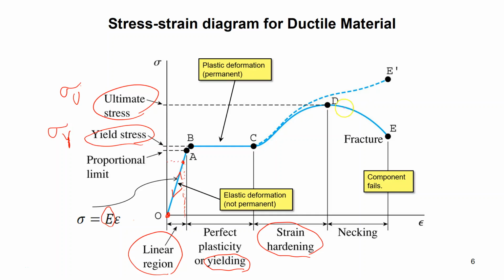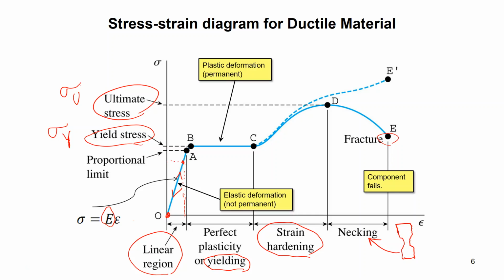And then it keeps going, and from D to E, that's the area where you saw the cross section of the material starts to basically shrink like this, right? You probably saw this, that's the necking. And finally it will fail here.